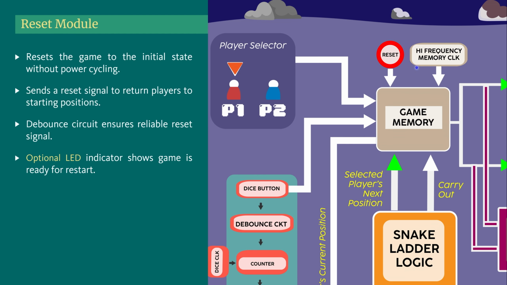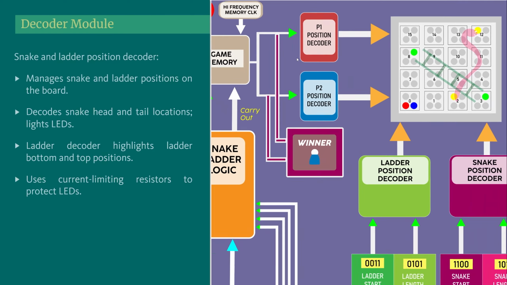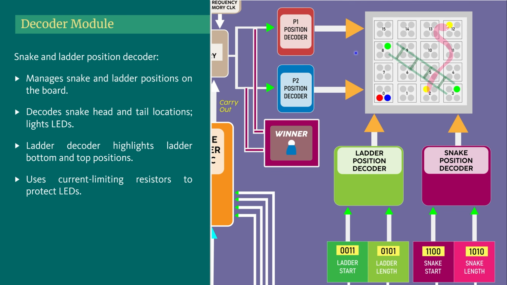Moving on, the reset module. I have told you about this reset module. It basically resets the game to its initial state without power cycling. You don't have to turn it on and off, you just press this button and everything initializes to 0 0. Both players come to their initial position. One thing, you can also use an optional LED to show if the game is ready for restart or not. It is completely optional.